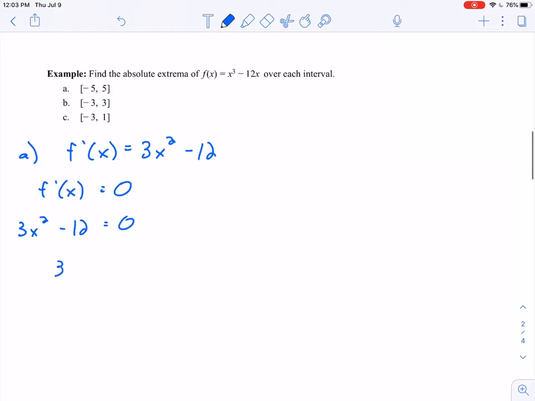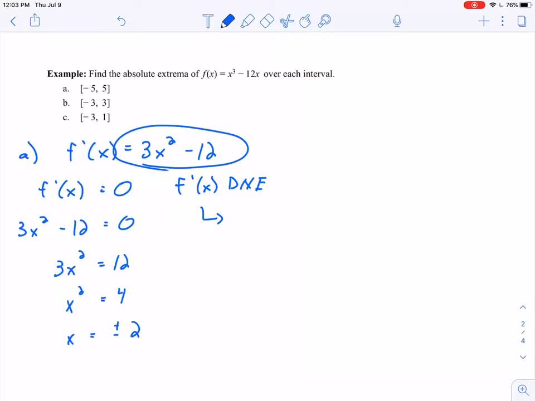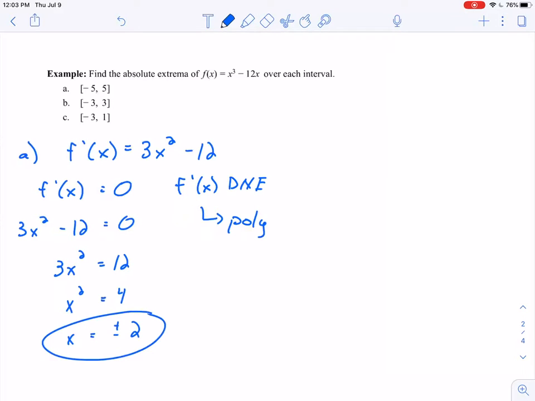Solving this gives me 3x squared equals 12. X squared equals 4, which means x equals plus or minus 2. So here are two critical numbers that I have. I also just want to double check. Remember, critical numbers also occur where the derivative does not exist. Here in this case, though, if we look at the derivative, we have a polynomial, so we know that derivative exists everywhere, which means there's not going to be any additional critical numbers. All we have are positive 2 and negative 2.